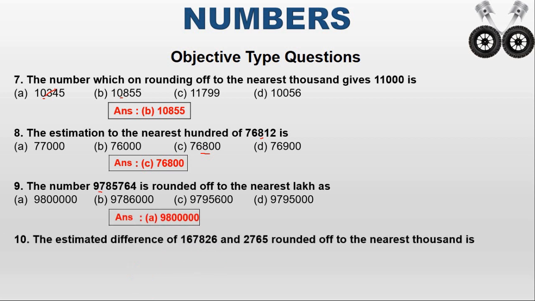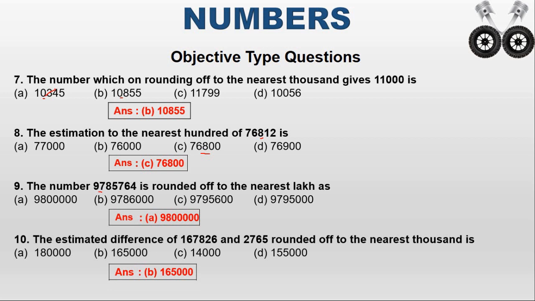Okay. The next one is the estimated difference of 1,67,826 and 2,765 rounded to the nearest thousand. First we have to find which one has the smaller number of digits. 2,765 has 4 digits. That means we have to round it to the nearest thousand. What is on the right side? It is 7, and 7 is greater than 5. That means you have to add 1 to the number, so it will become 3000.